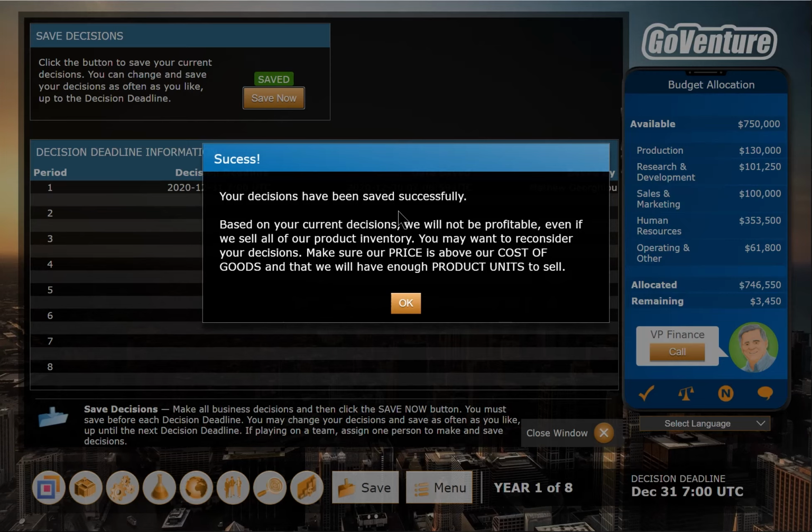For example, if your strategy journal is required but you have not completed it, or if you needed a certain number of employees but you didn't hire the minimum required, the simulation will not save your decisions. You'll get a message warning you that your decisions are not saved because you have to go back and make some adjustments before you can save your decisions.